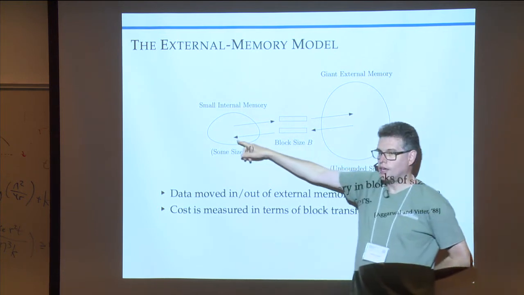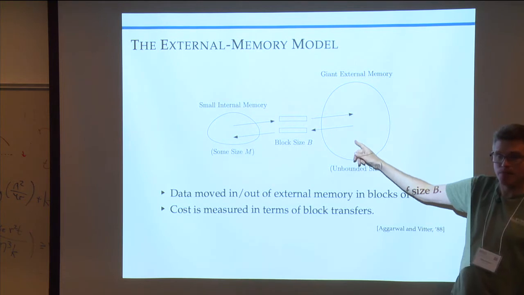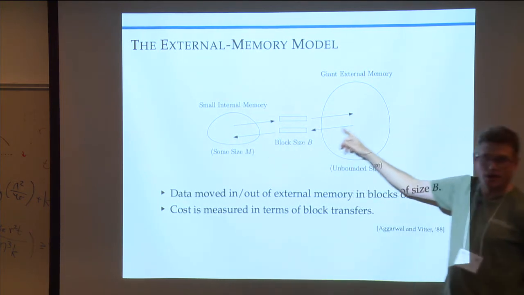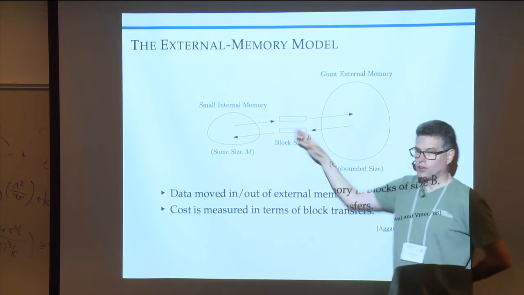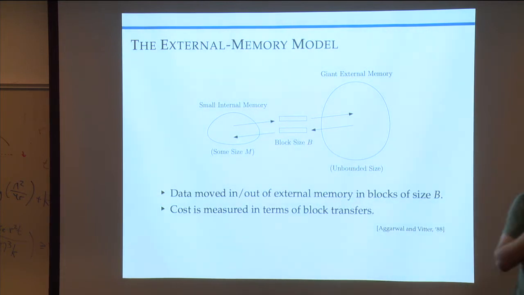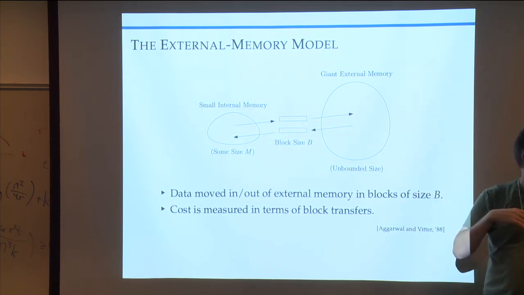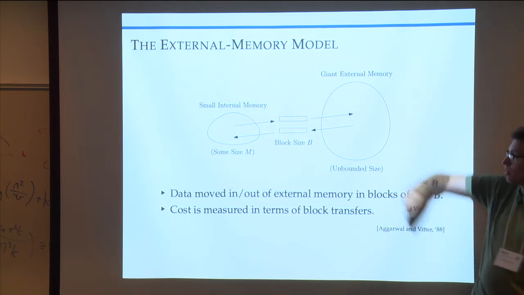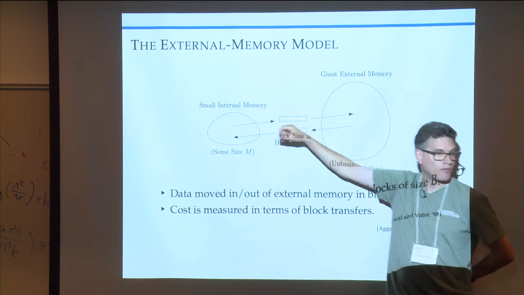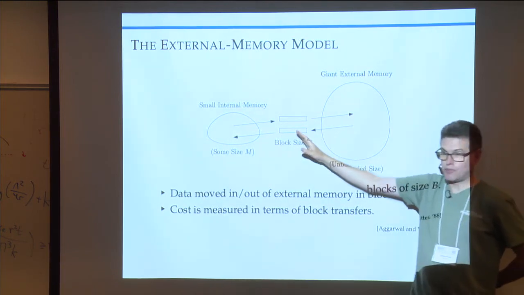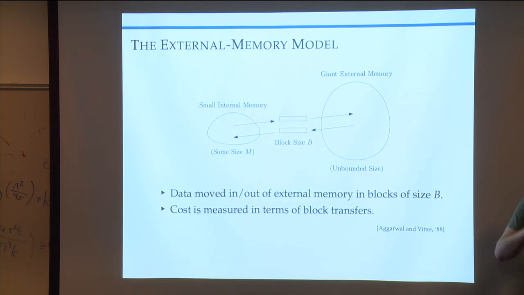We can think of this as any two levels of the memory hierarchy. This could be cache and RAM. This could be RAM and SSD. There are lots of different levels, and memory hierarchies are actually getting more complicated. But if you've got two levels, we can think about it in this way. Now, the cost is measured in terms of the number of block transfers. We don't care what the CPU cost is. We care about how many of these block transfers we do, because in many workloads, the number of block transfers is actually the dominating cost.